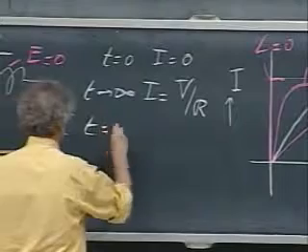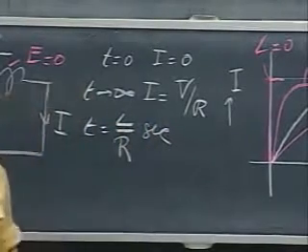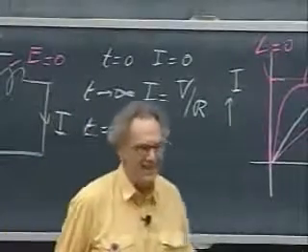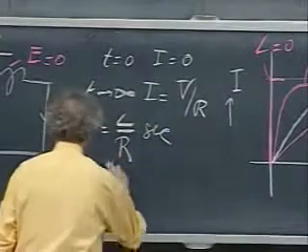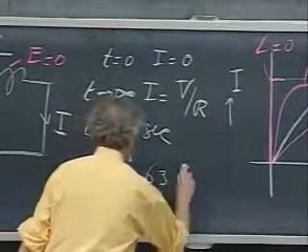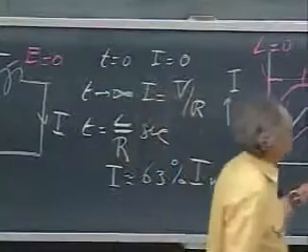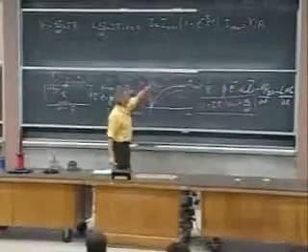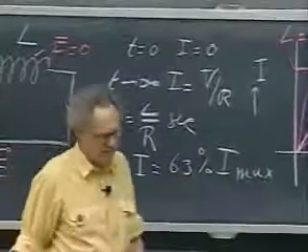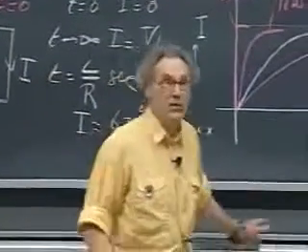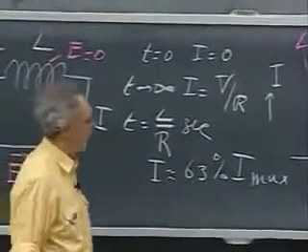If you wait L over R seconds, and believe it or not, if you have some time, convince yourself that L over R indeed as a unit is seconds, then the current, I, is about 63% of I max. Because if t is L over R, then you get 1 minus 1 divided by e. And that is about 0.63. And if you wait double this time, then you have about 86% of the maximum current.